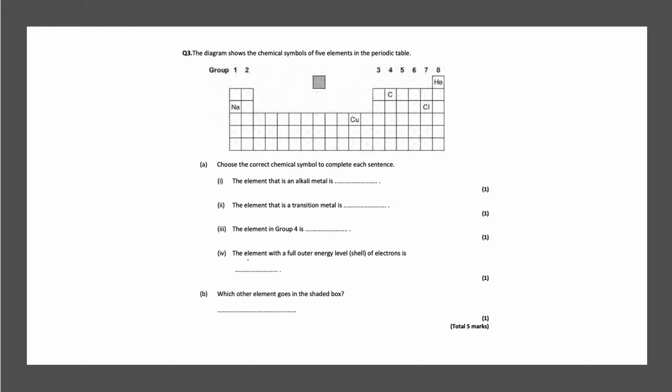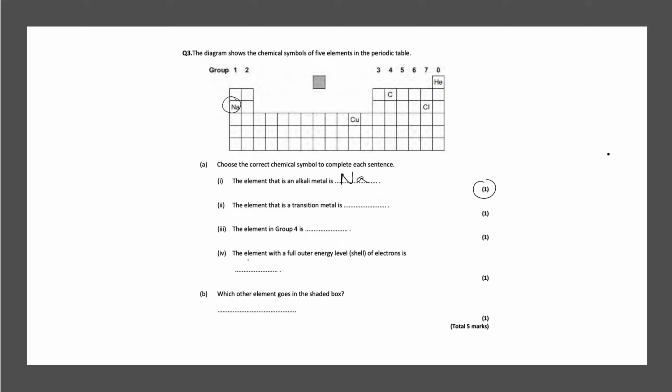Next question, the diagram shows the chemical symbols of 5 elements in the periodic table. Choose the correct chemical symbol to complete each sentence. So the element that is an alkali metal, that comes in group 1, is going to be Na. That will give you 1 mark.